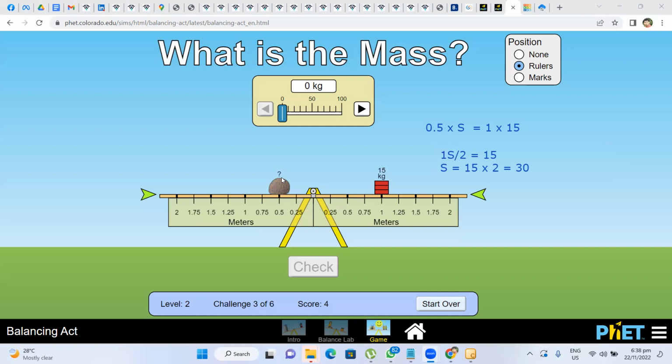Hello? What is the mass of the stone? It's? Yes? Manuda, what is the mass? 30. Yes, it's 30.